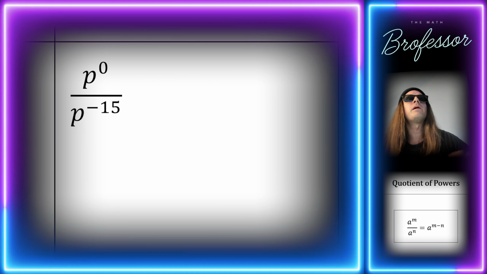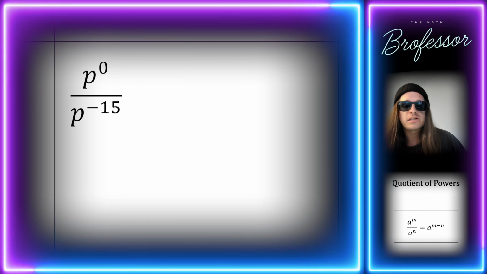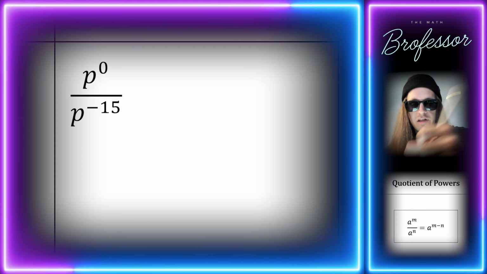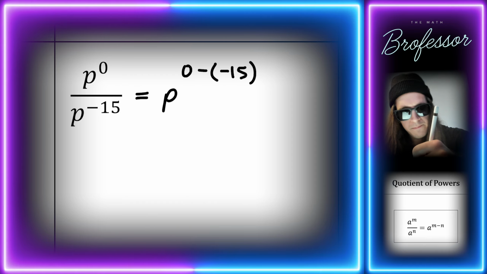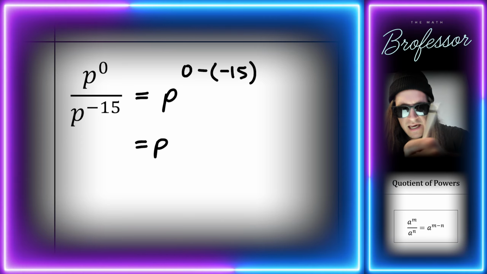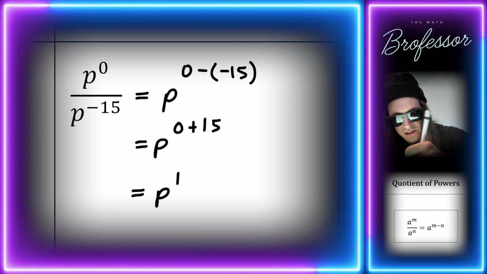Here's one with a 0. Maybe you're thinking p to the 0th power, that is 1, and that's correct. But I want you to actually do the subtraction here with the 0. So this would be 0 up top minus negative 15 in the bottom. 0 minus negative 15 is 0 plus 15, and 0 plus 15 is 15.